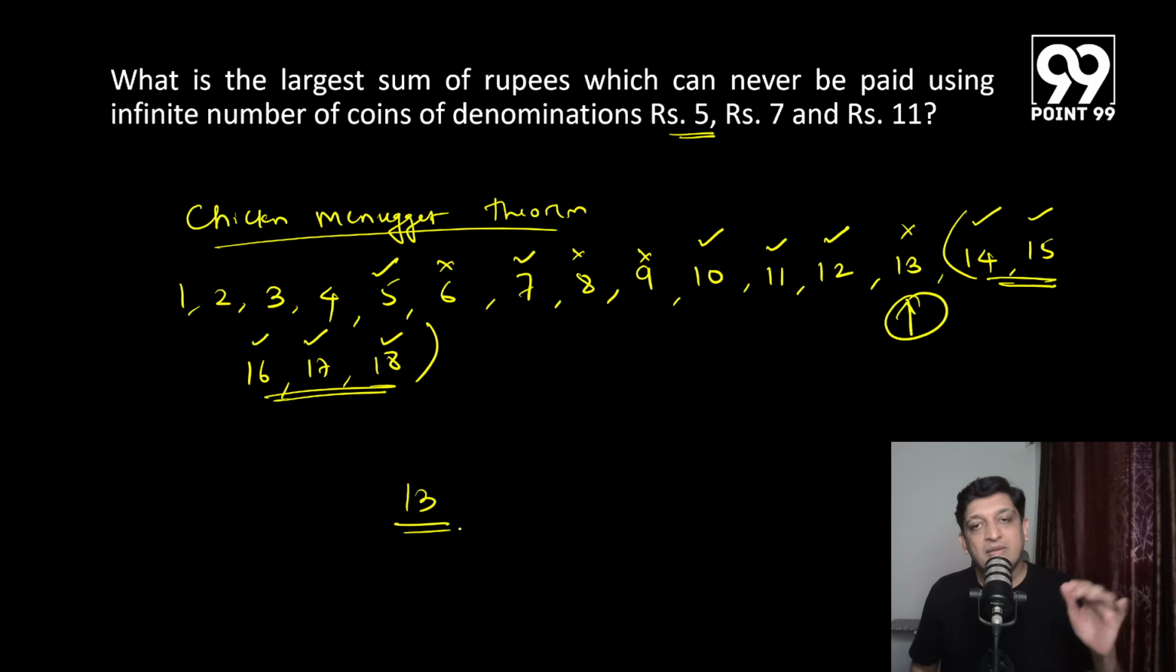You can't make 13. Beyond that, everything you will be able to make. Whatever number you feel like, you will be able to create using 5, 7 and 11. So it's a very interesting concept, very important concept that you have. And that is basically the chicken McNugget theorem that exists. Next question, let's look at it.